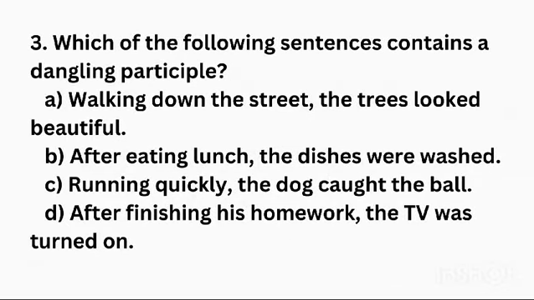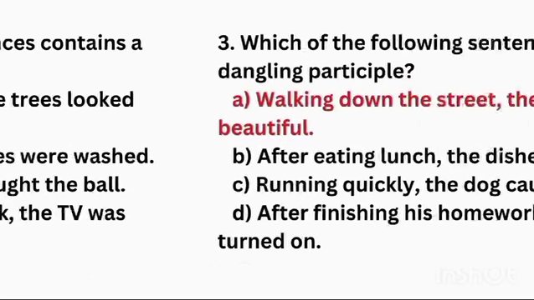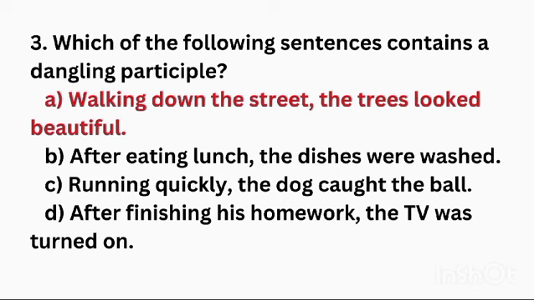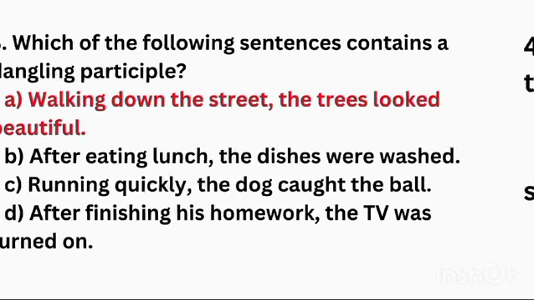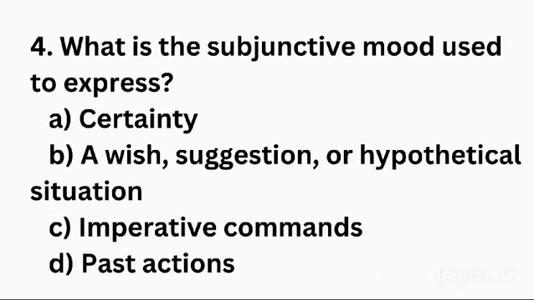Which of the following sentences contain a dangling participle? The right answer is walking down the street, the trees looked beautiful. What is subjunctive mood used to express? The right answer is a wish, suggestion, or hypothetical situation.